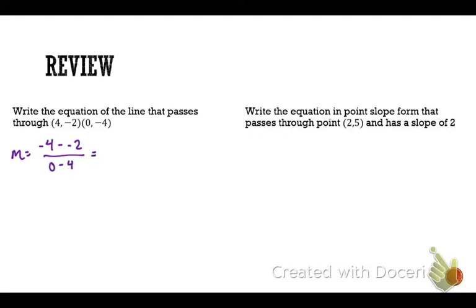Double negative changes to a positive. Negative 2 over negative 4. What does that reduce to? 1 over 2. Okay? Now, does either ordered pair tell me the y-intercept?